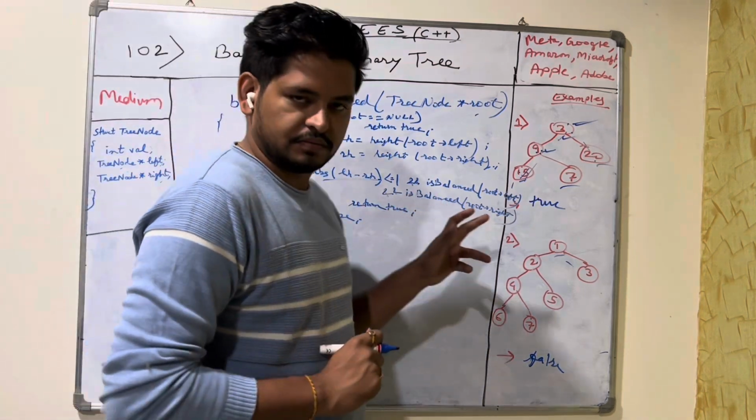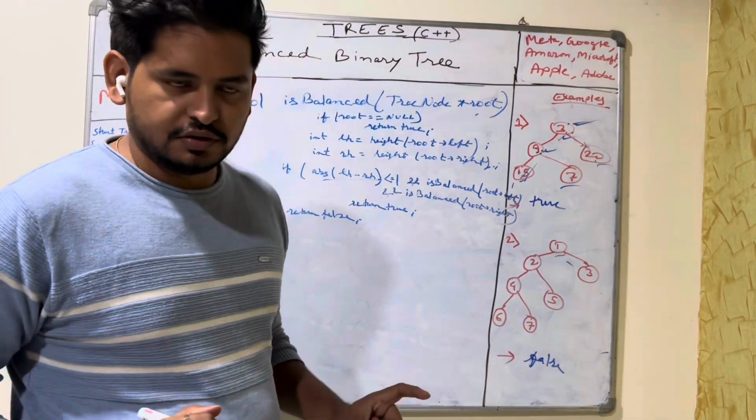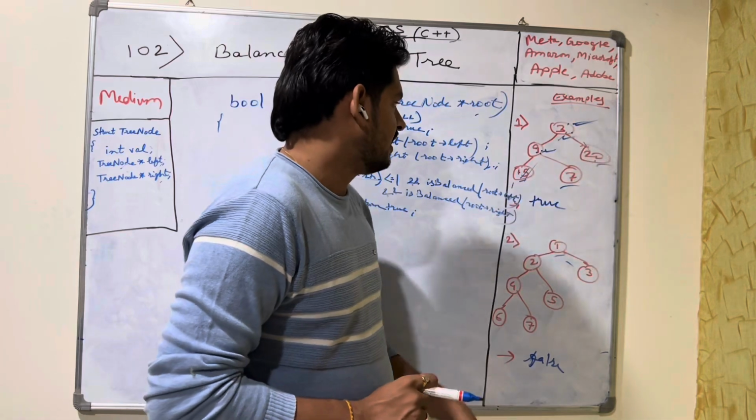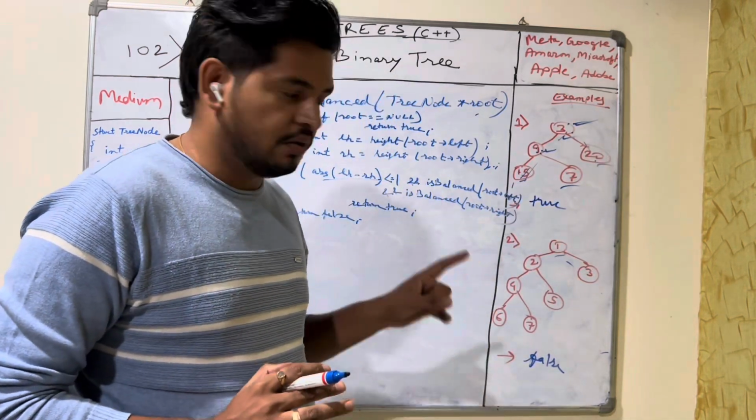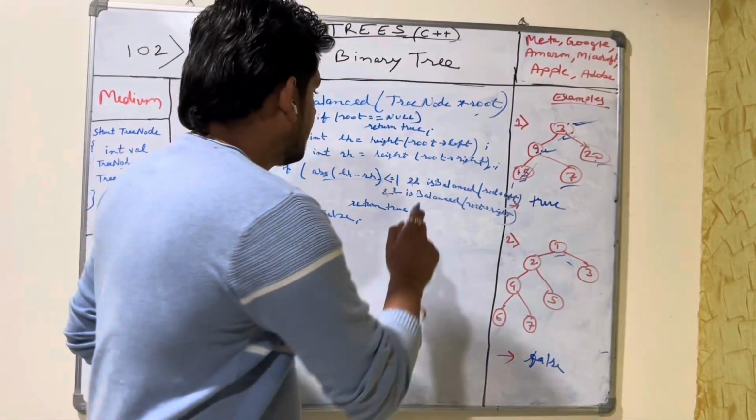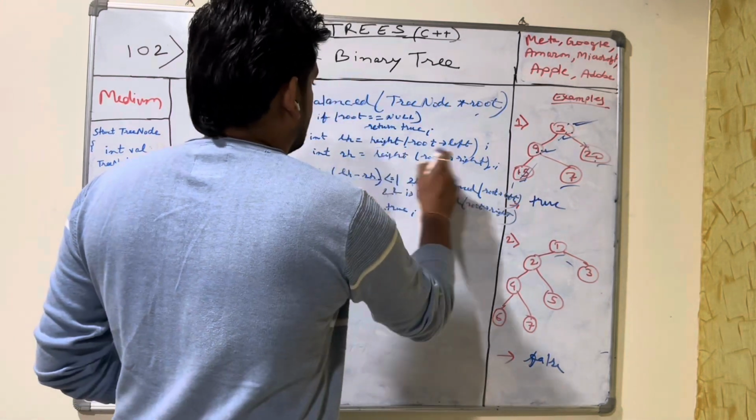So this will give us a solution. But is it an optimal solution? No, it's not an optimal solution. Why? What is the time complexity? Finding the height is order of n.